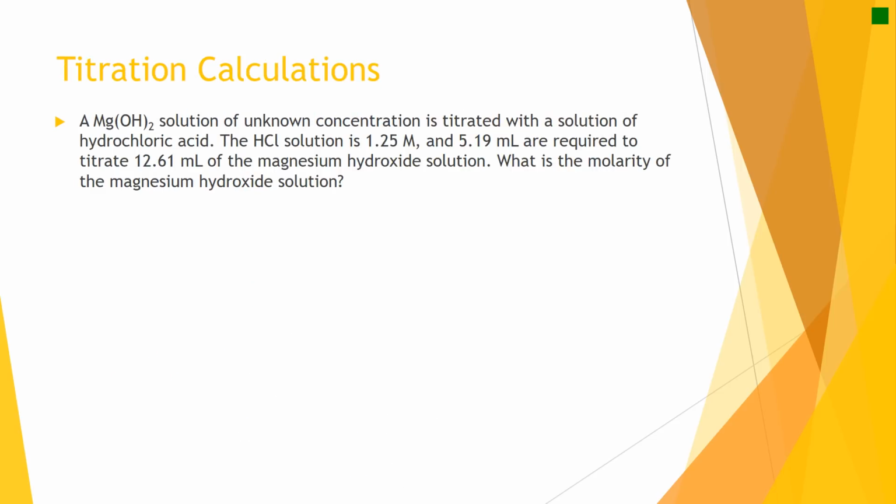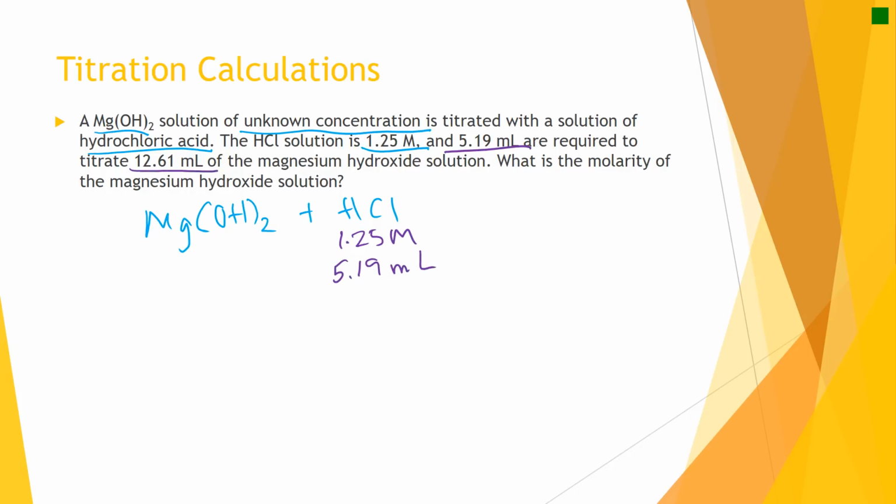All right, and then we're going to review titration calculations, because this is a huge part of acid-bases, our titrations. So an Mg(OH)2 solution of an unknown concentration is titrated with a solution of hydrochloric acid. So I know I'm going to be combining Mg(OH)2 with hydrochloric acid. The HCl solution is 1.25 molar, and 5.19 milliliters are required to titrate 12.61 milliliters of the magnesium hydroxide solution. What is the molarity of this? So we're trying to solve for this.